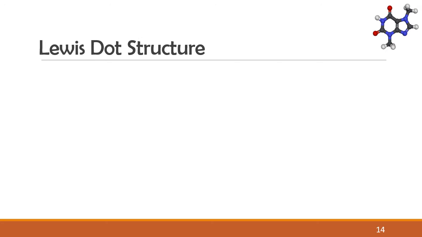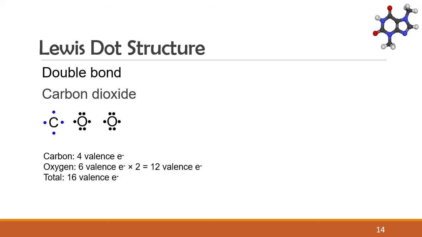Not all molecules share electrons using single covalent bonds. In fact, many molecules have atoms that share more than one electron with another atom. Carbon dioxide is the most important compound needed by plants for photosynthesis. Carbon has 4 valence electrons and oxygen has 6.